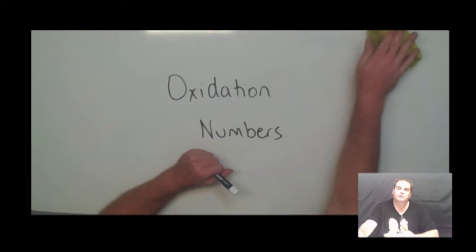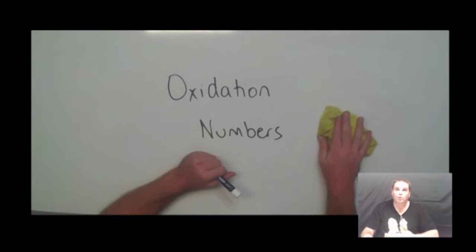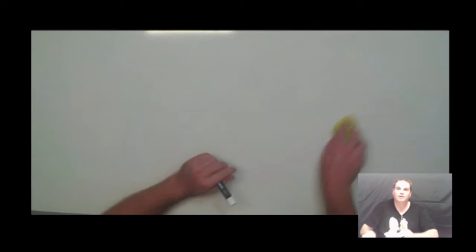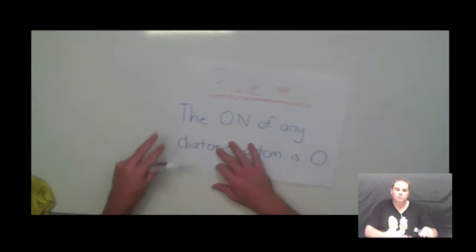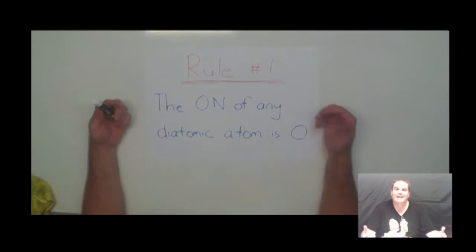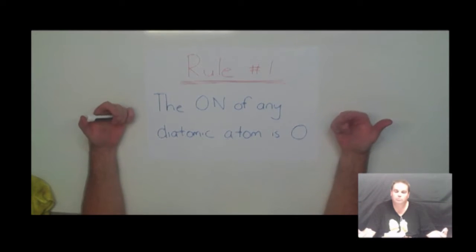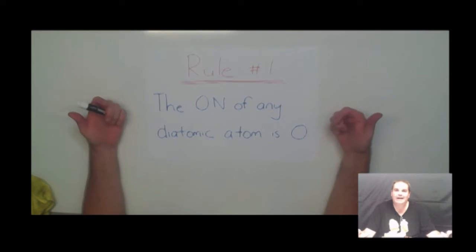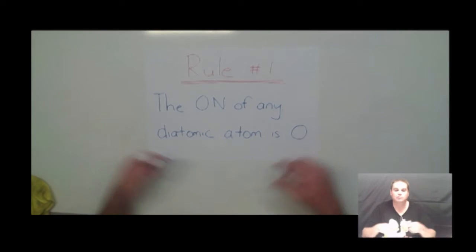So for oxidation numbers, I'm going to introduce you to 4 rules. The best way you can do this is just take each rule one by one and practice it before you move on. The first rule is that the oxidation number of any atom in a diatomic molecule is 0. What I mean by that is if you have an atom that's just by itself with no other atoms combined to it, the oxidation number of that atom is going to be 0 if the overall charge is 0. So I'll show you.